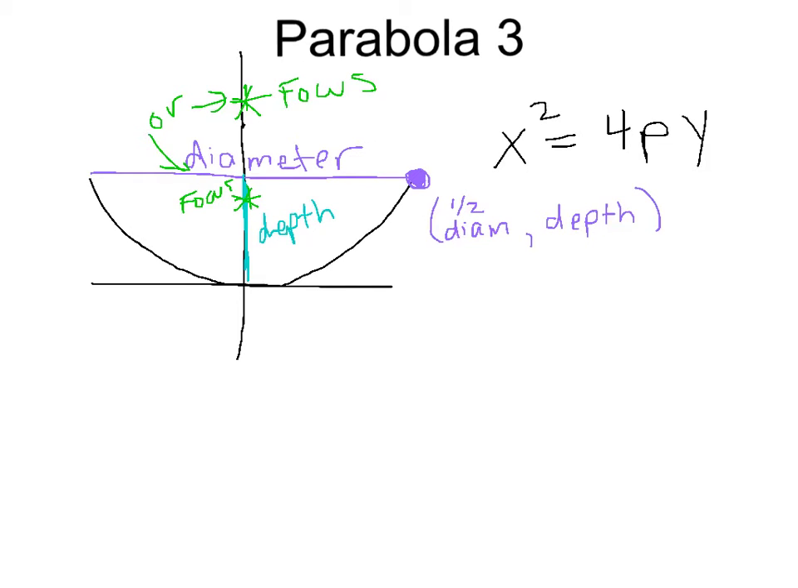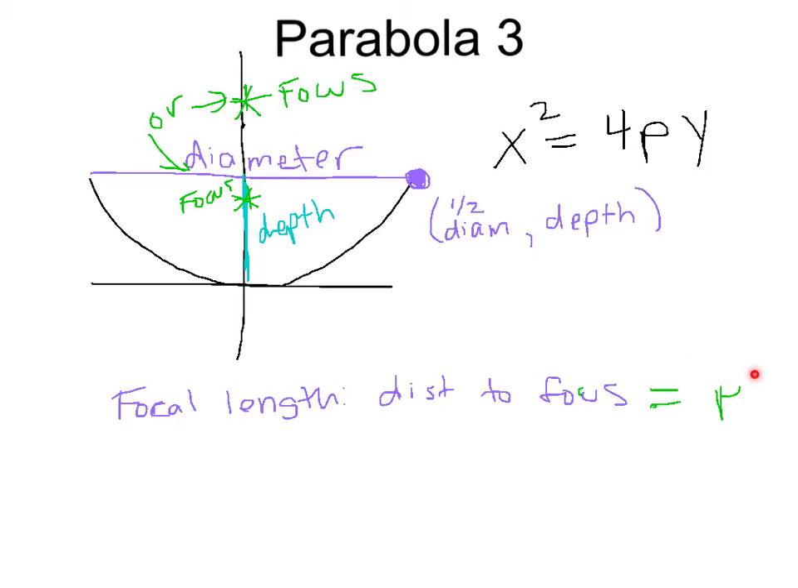If it asks you to find the focal length, the focal length is the distance to the focus. If it asks for the focal length, you're going to plug in the x value, so half the diameter, for x, and the depth for y, and you'll solve for p. So again, that focal length is really just your p value. Forgot my c there, so this is equal to p.